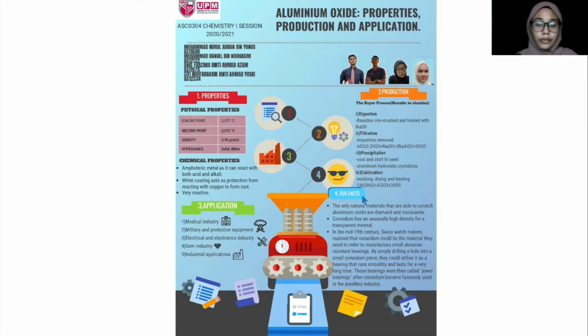Today, we from Group 5 will be presenting about aluminium oxide, its properties, production and also application. Group 5 consists of 4 members, which are Anis Farzana, Farahani, Aiman Yunus and also Muhammad Daniel.